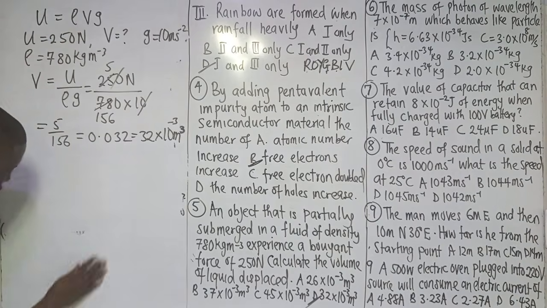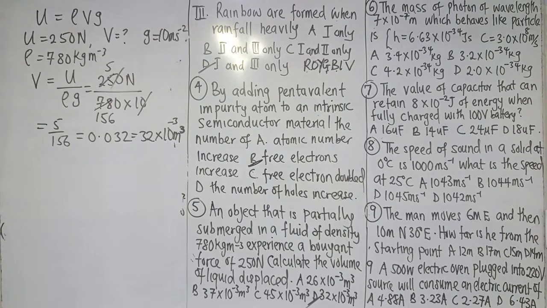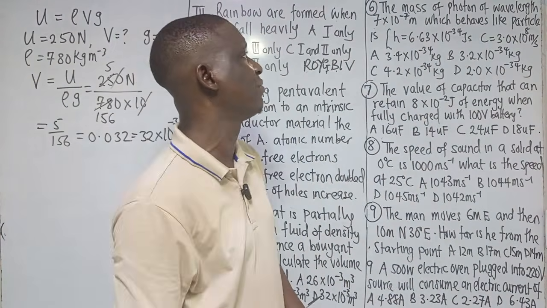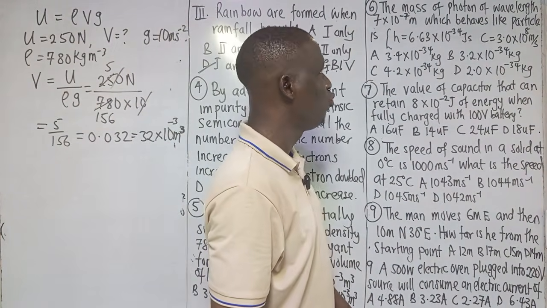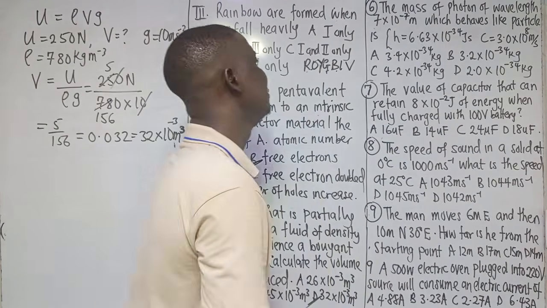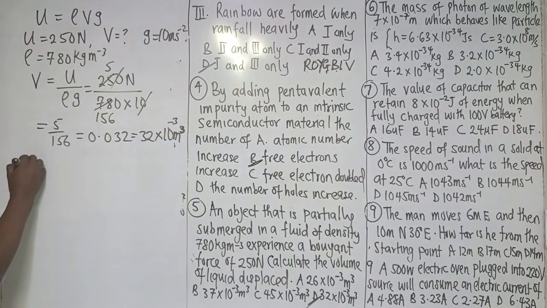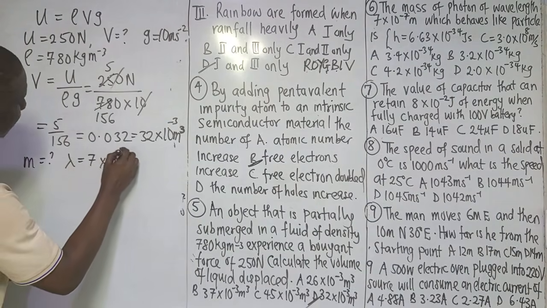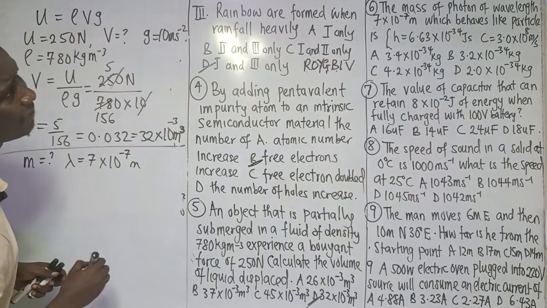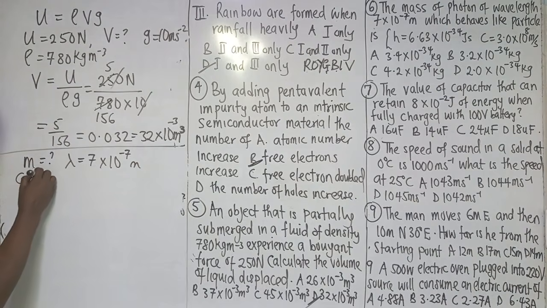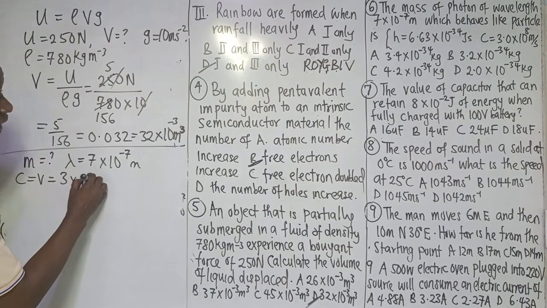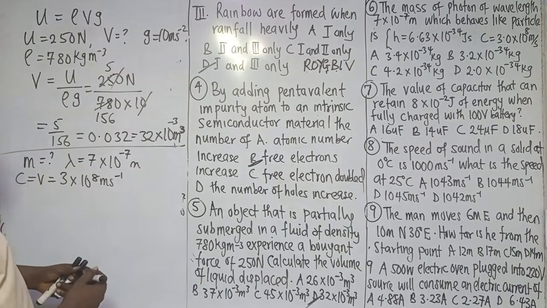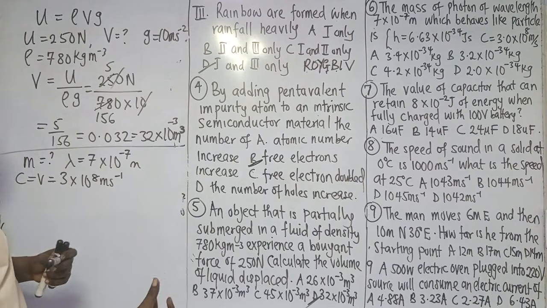Now, in the next question, we are looking at a question on the de Broglie assumption again. It says, the mass of photon for wavelength 7 times 10 power minus 7 meter, which behaves like a particle, is dash. Now, in this case, we have our mass to be calculated for. Wavelength lambda is 7 times 10 power minus 7 meter. Now, the speed is given as the speed of light, 3 times 10 power 8 meters per second. That means they assume it is moving with the speed of light. That means it's the mass of photon of that wavelength.